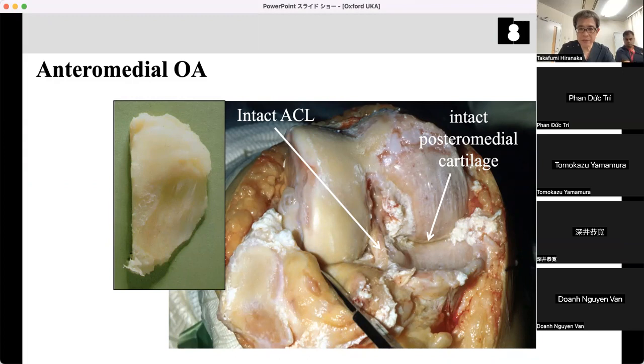Good morning, everyone. Shall we start the talk about UKA? Our topic is patient selection and indications for UKA. Yesterday, I told you the best indication for UKA is anteromedial OA. That means intact osteoarthritis, where the bone and cartilage wear is limited to the anterior part of the medial tibial plateau. So how do we evaluate ACL integrity and ACL status?